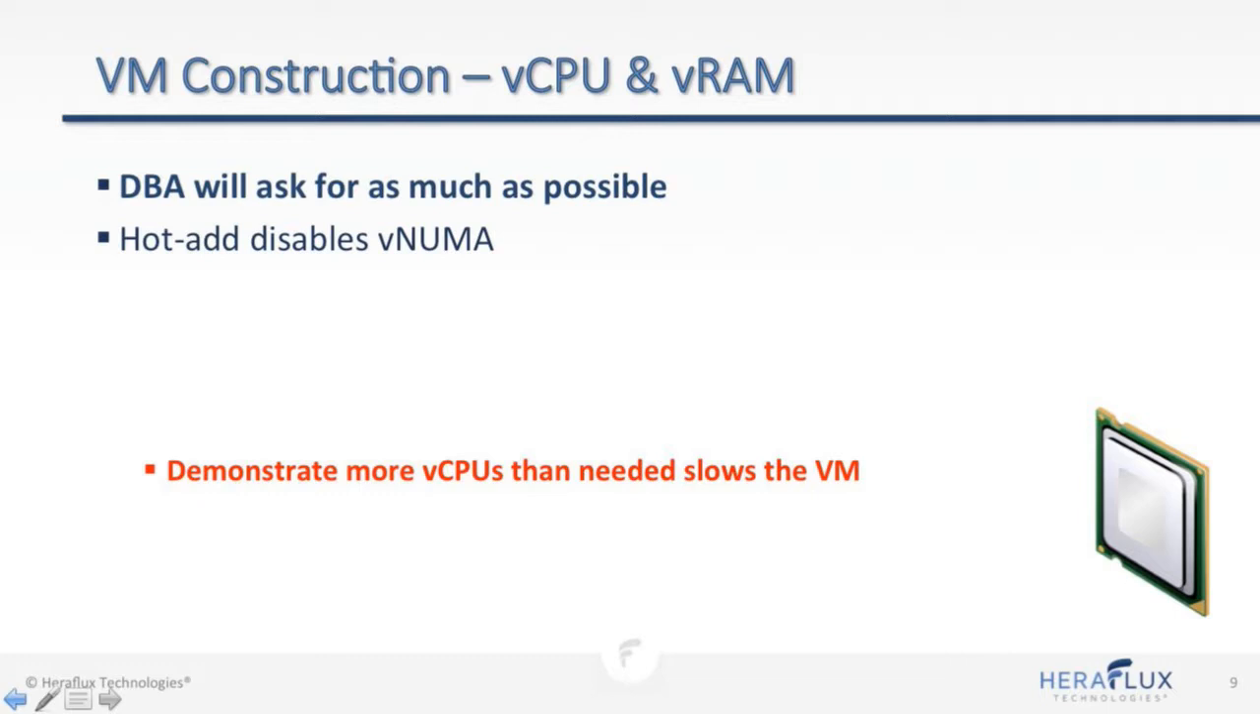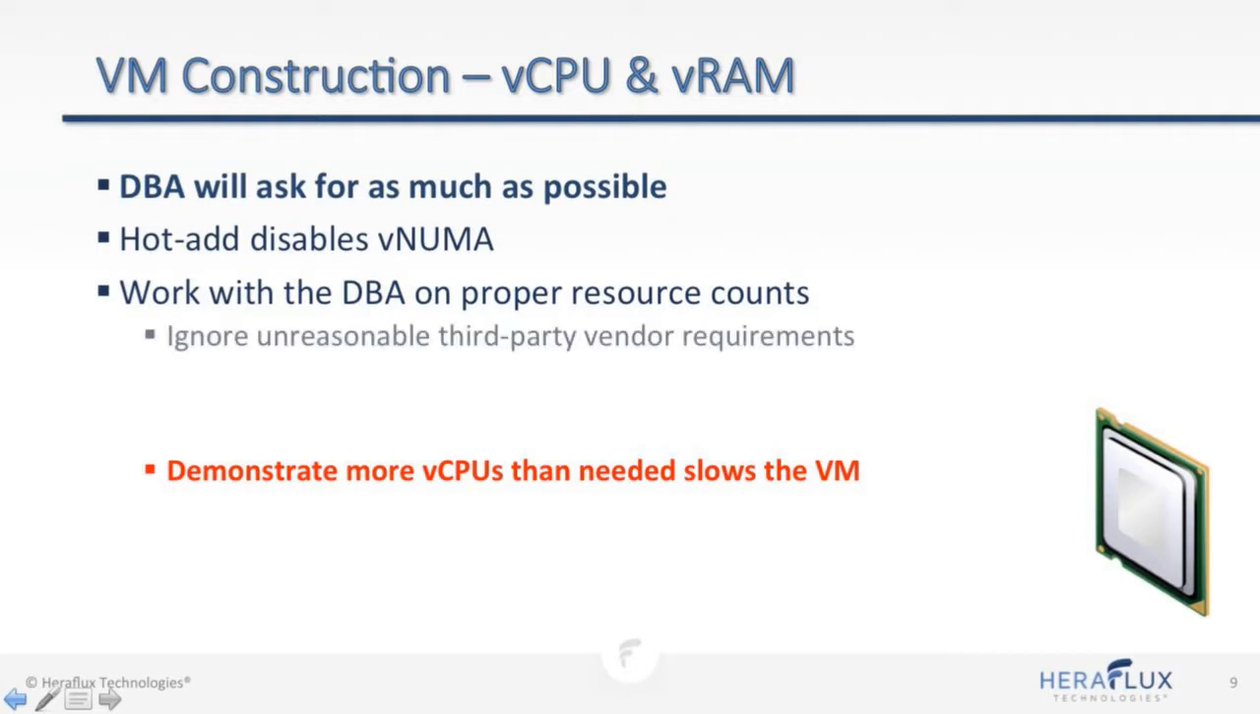Now, hot add CPU also disables vNUMA, so think about that. SQL Server is extremely NUMA aware, so you can get a big 15, 20, 25% performance bump just by keeping that disabled. You got to work with the DBAs on the proper resources, the proper number of CPUs, and you can always go in and change this stuff. You can always go add more when you need it down the road.